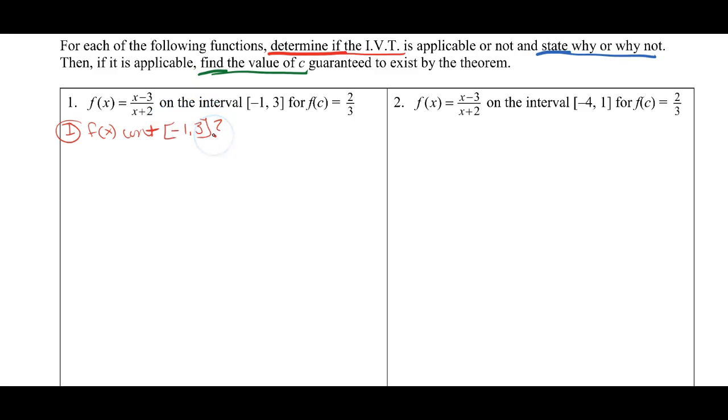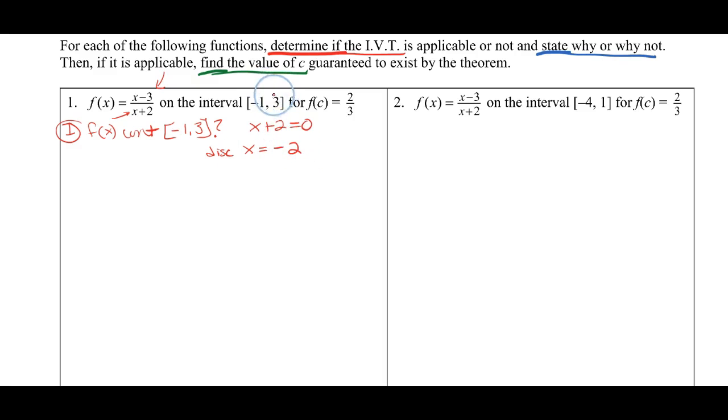So to determine that with this function without seeing the graph, we can look at this and recognize, well, what value would make this undefined? What would make it fail to be continuous? And looking at the denominator, if x plus 2 equaled 0, it would be undefined. Therefore, this is discontinuous at x equals negative 2.